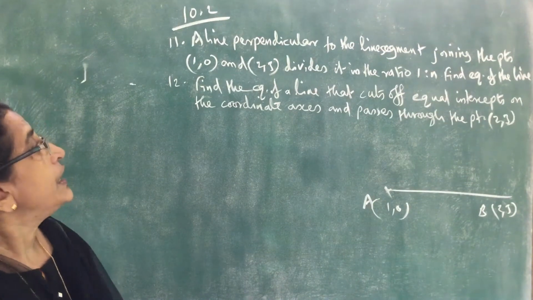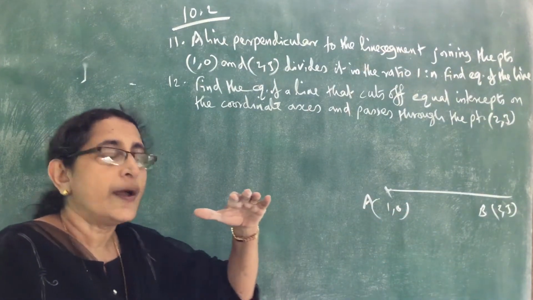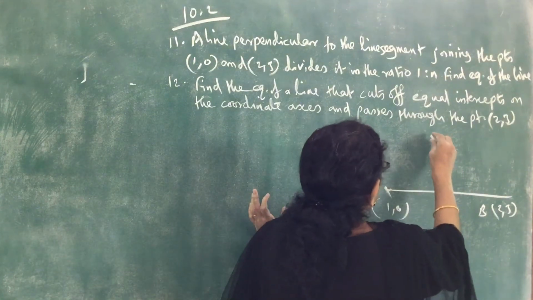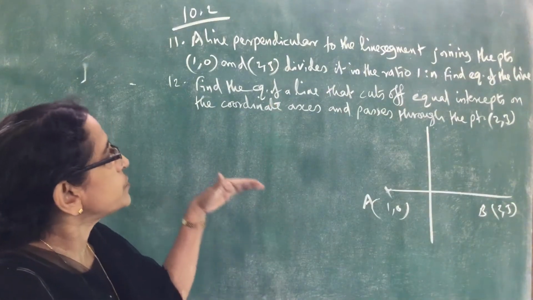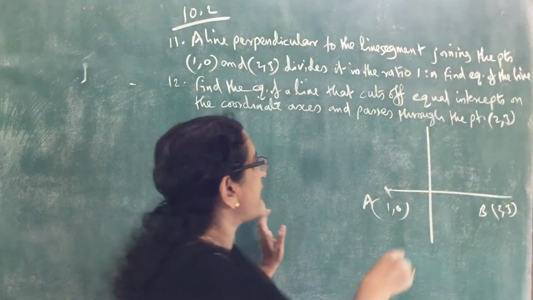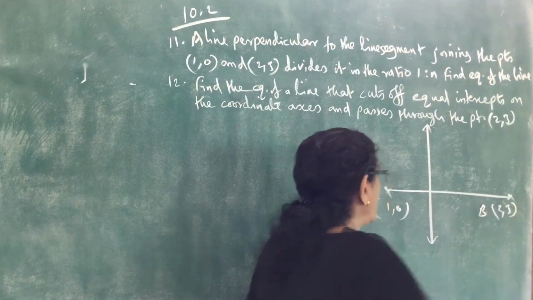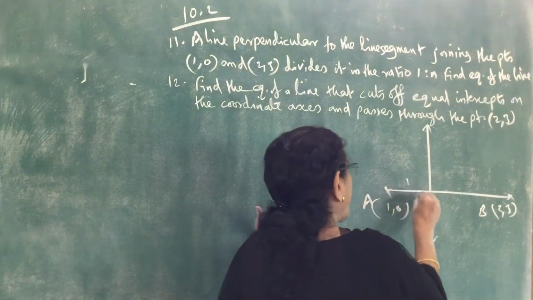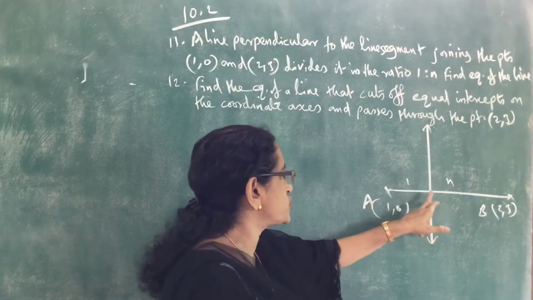So one line is perpendicular to the line segment joining these two points, that is, perpendicular to AB. This line perpendicular to AB divides AB in the ratio 1:n. So this line divides AB in the ratio 1:n.